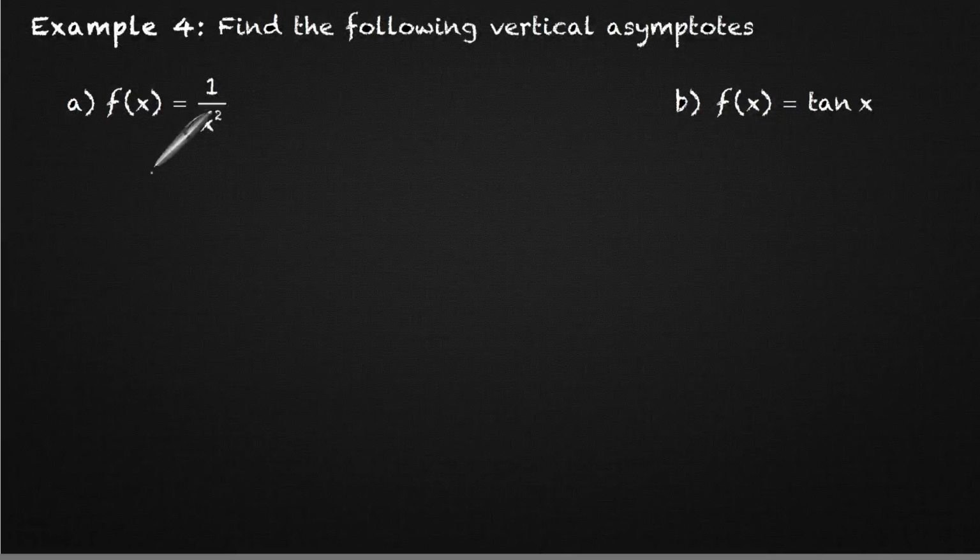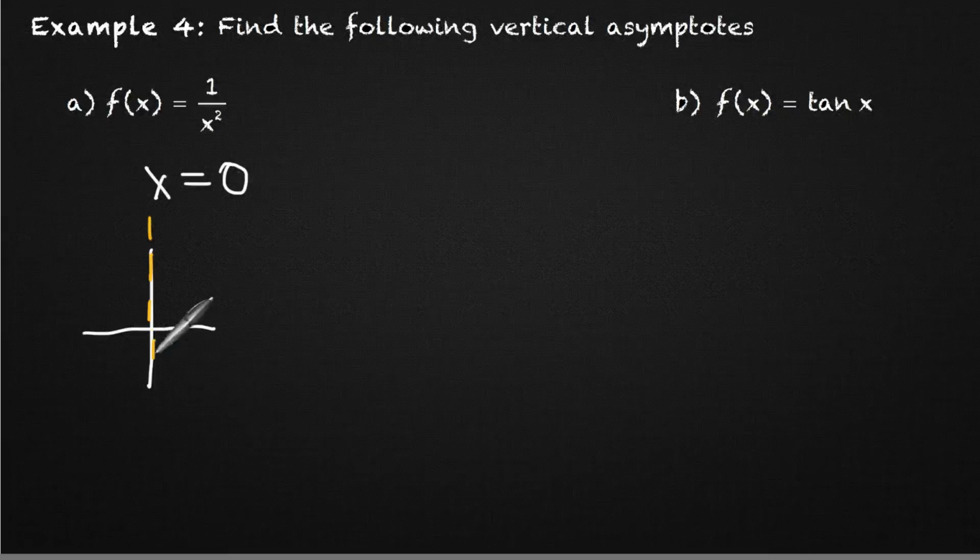X cannot be 0. So the vertical asymptote would be x equals 0. So if you had a graph and you were graphing this, you would put a vertical dotted line at x equals 0 to remind yourself that x can never be that number. So this particular graph actually looks like this. We know that because the exponent is even, so it's going to have even symmetry.